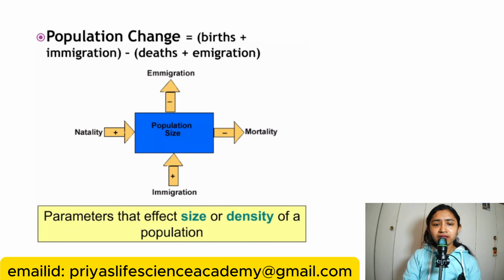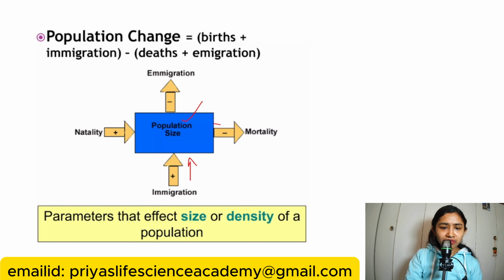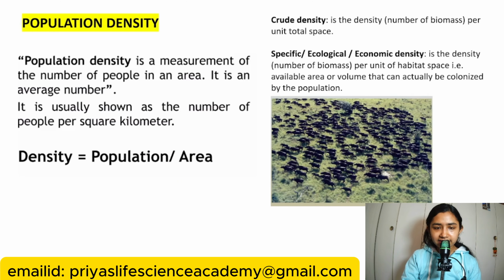Now it is a very useful representation: population change equals birth plus immigration minus deaths plus emigration. So this is actually the whole scenario. Now this is the population size. By emigration it can be decreased, by mortality it can be decreased, by immigration it can be increased, and by natality it can be increased. So the parameters that affect size or density of populations are mortality and emigration for lowering the population size, and natality and immigration for increasing the population size.